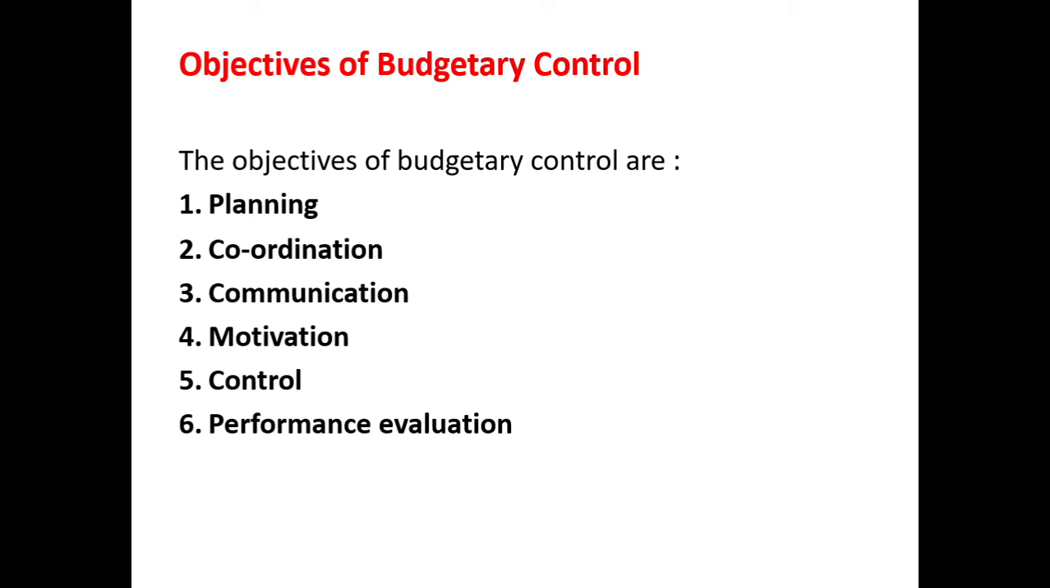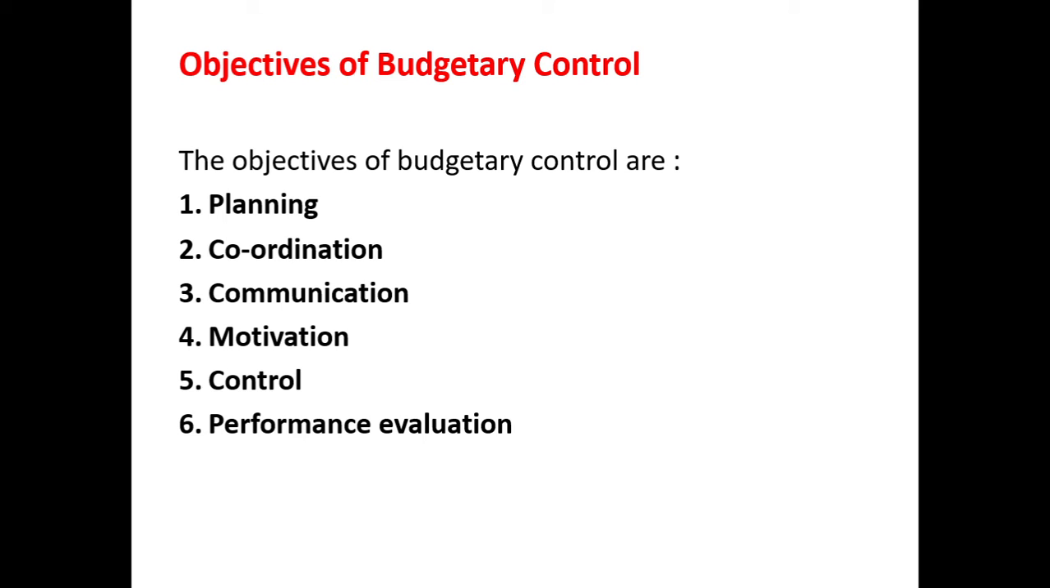The second objective is coordination. Budgeting aids managers in coordinating their efforts so that the objectives of the organization as a whole harmonize with the objectives of its divisions. For example, the sales budget should be in coordination with the production budget. And one more example, the production budget should be prepared in coordination with the purchase budget.